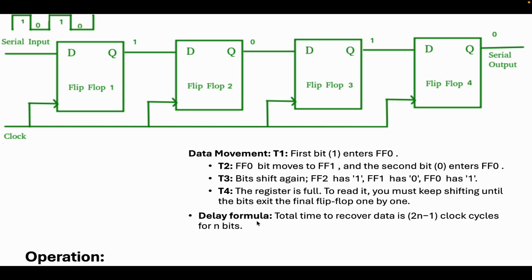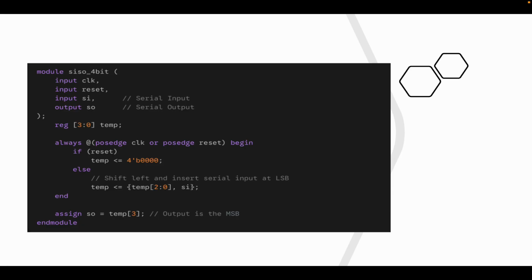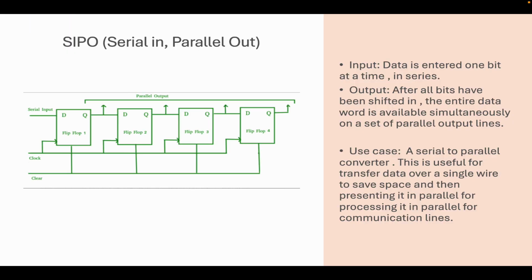Here the delay formula is nothing but the total time to recover data is 2 power n minus 1 clock cycles. This is totally 4 bits, right? So 2 fours are 8, 8 minus 1, 7 clock cycles. But you might be confused that we are telling 8 clock cycles, right? It is because when you hold the data at the 8th clock cycle, you'll get the complete output. So we are telling it requires 7 clock cycles, but it is actually 8.